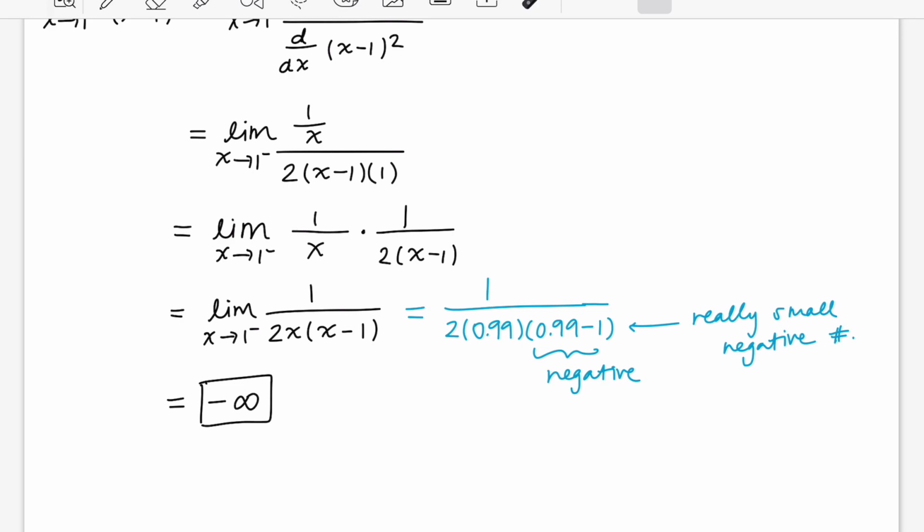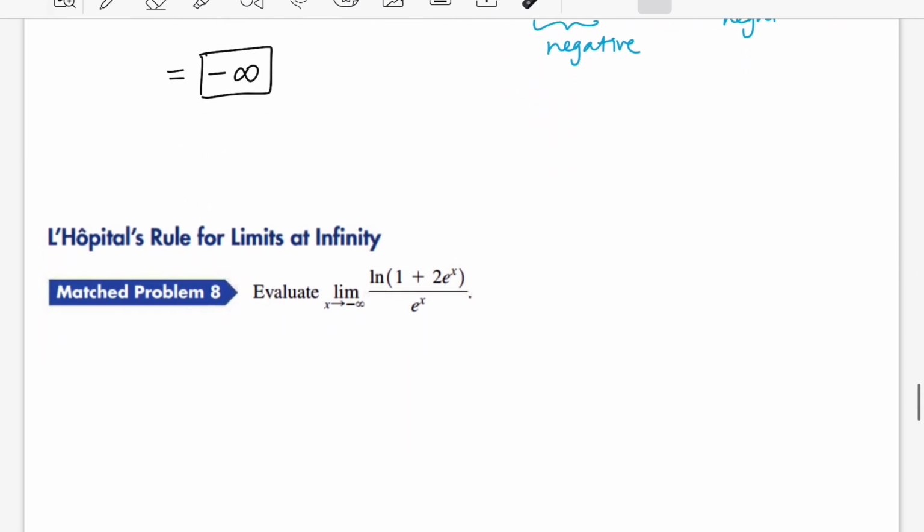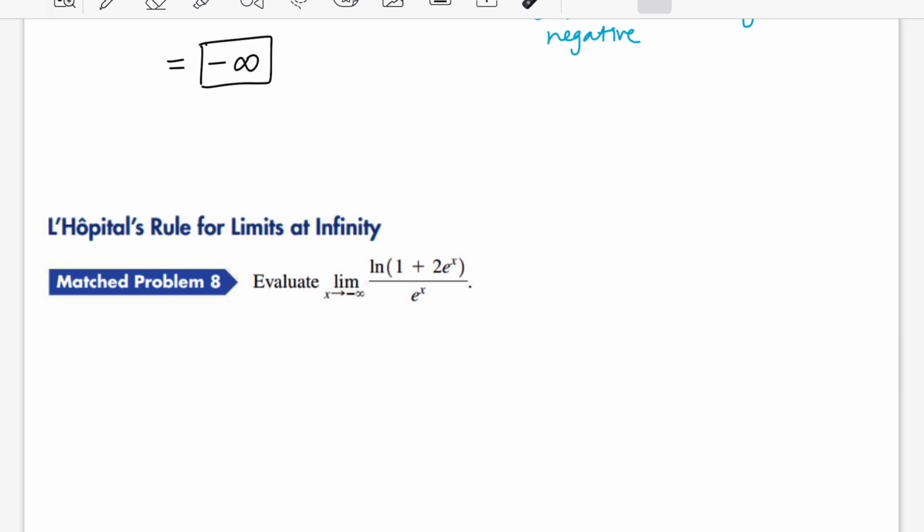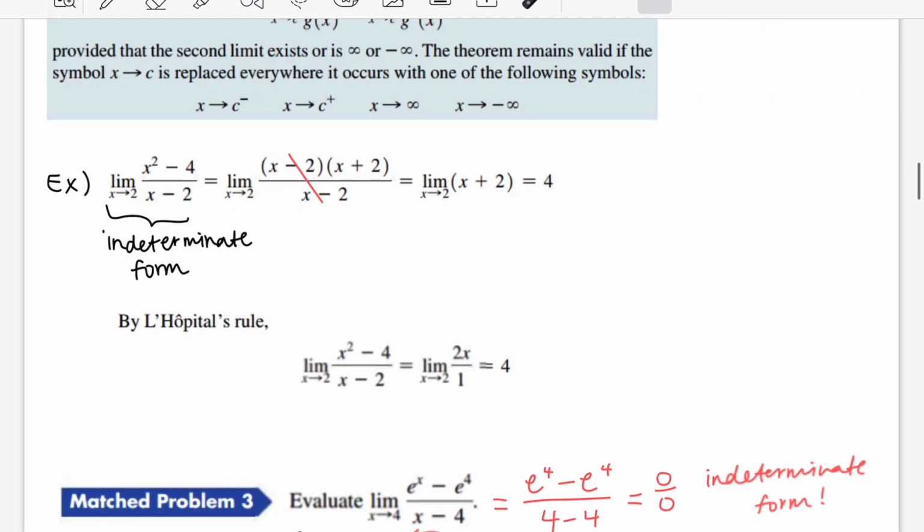Alright, now let's look at an example for L'Hopital's rule for limits at infinity. We saw that we can use L'Hopital's rule when we have a limit of this form as well. So let's just check to make sure that this is in fact in indeterminate form. We're looking at x approaching negative infinity. In this case, it's useful to remember what these limits are, as we saw in the beginning of this video.